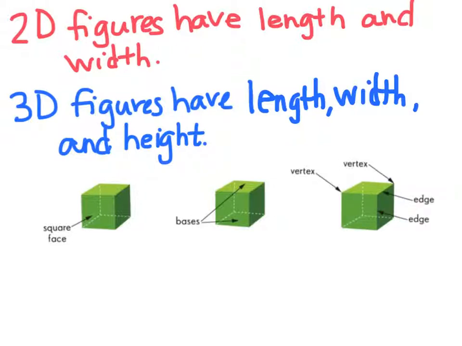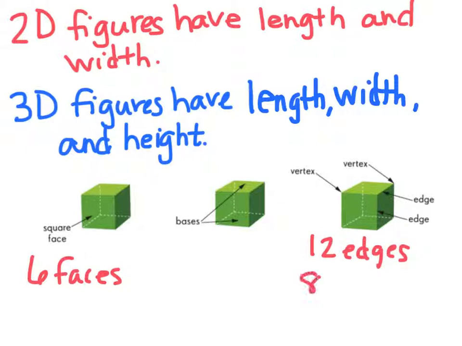Finally, a cube has both edges and vertices. An edge of a solid figure is a line segment formed when 2 of the faces meet. And a vertex is the point where 3 or more edges meet. You might also call it a corner. If we look at our cube, we can see that it has 6 faces, 12 edges, and 8 vertices.